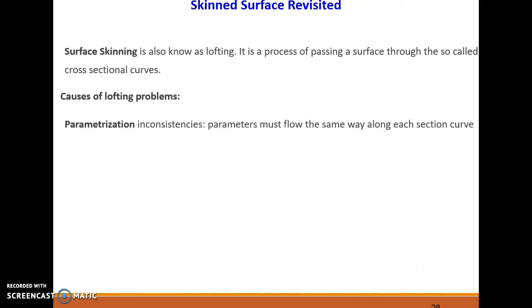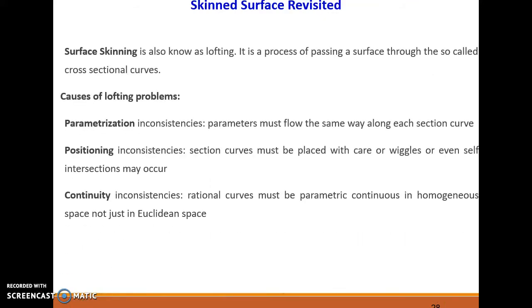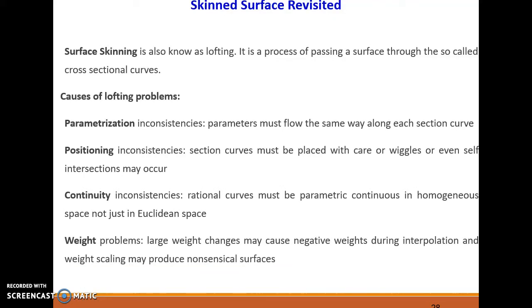Next, let's see what are the problems caused for lofting problems. Surface skinning is also known as lofting, as we have seen before. It is a process of passing a surface through the so-called cross-sectional curves. What are the causes of lofting problems? One is parameterization inconsistencies, position inconsistencies, continuity inconsistencies, weight problems.